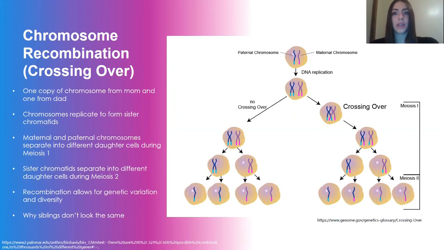So in this picture, you can see that you have a chromosome from your mom and you have a chromosome from your dad. These chromosomes replicate, and what these are called when they're replicated are sister chromatids. And first, we're going to be looking at this left side where it says no crossing over. First, the maternal and paternal chromosomes are together, and then they're split into different cells. Next, the sister chromatids are split into different cells. However, on this side, we're missing a step. So let's look at the right side. Something super important happens, so pay attention.